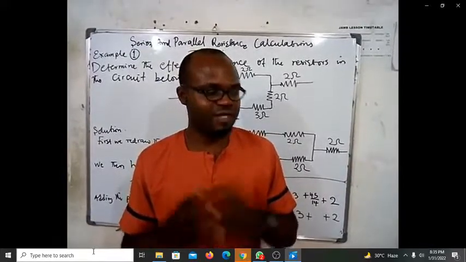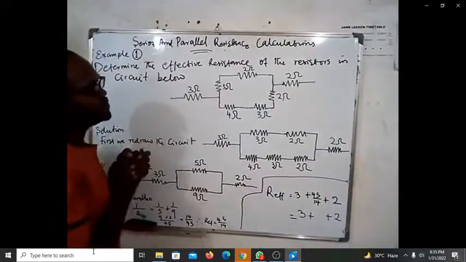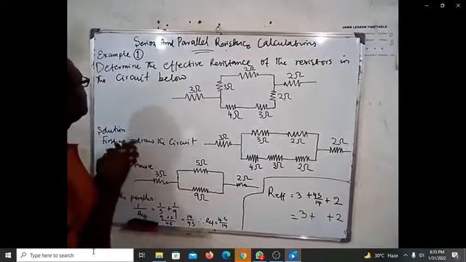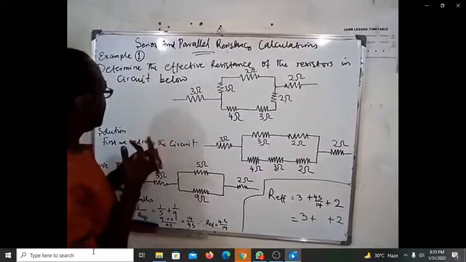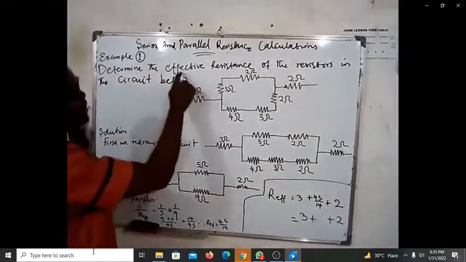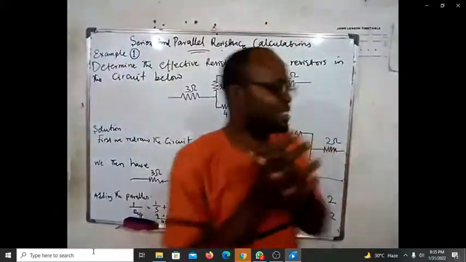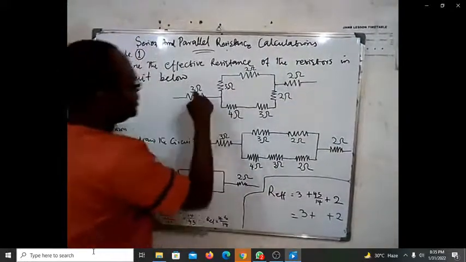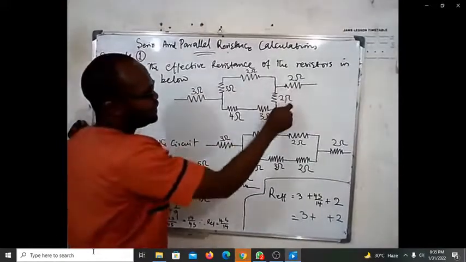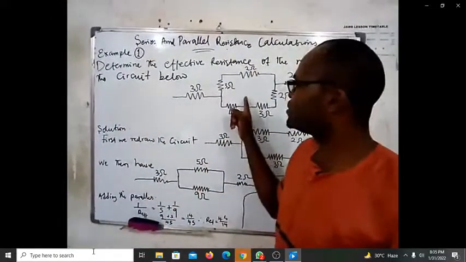So if you have resistors that are connected, either in series or in parallel, it is always a question from bodies like JAMB and WAEC that require that you get the effective resistance. Effective resistance simply means the total resistance in a circuit like this. Look at this circuit. This circuit has how many resistors? 1, 2, 3, 4, 5, 6, 7. So what is the effective resistance of this circuit?